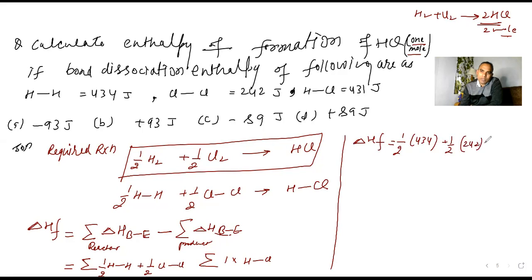Minus, yes sir. Energy of product HCl, how much is there? 431. Okay, yes sir. So directly there we can divide this one. 2 2s are 4, 2 1s are 2, 2 7s are 14 plus 2 1s are 2, 2 2s are 4, 2 1s are 2. This one. This is there minus 431.